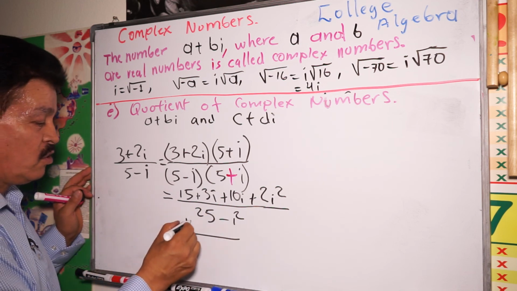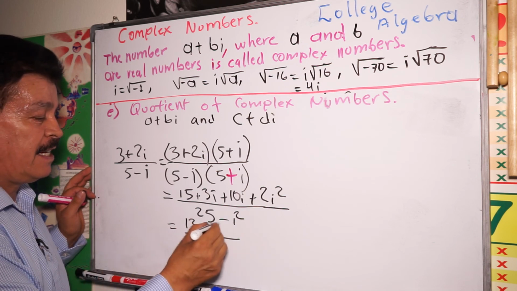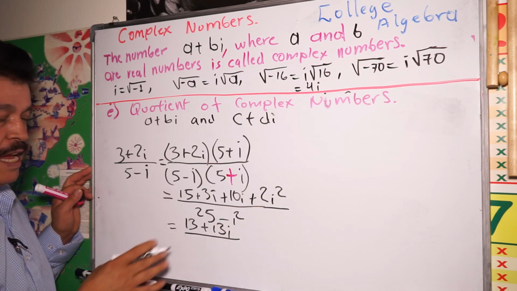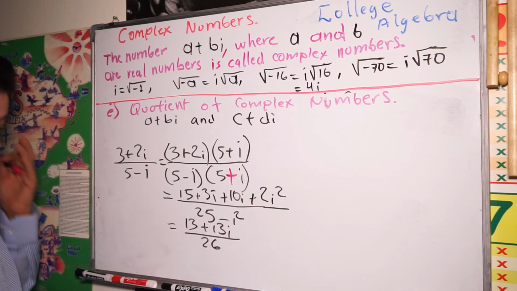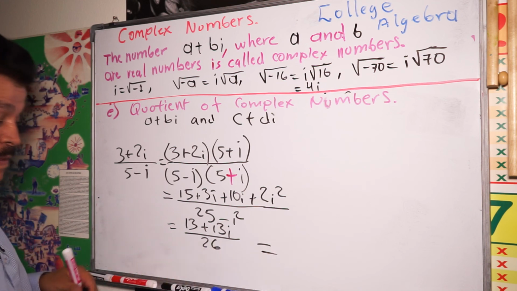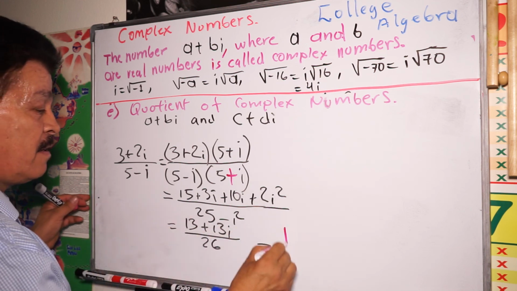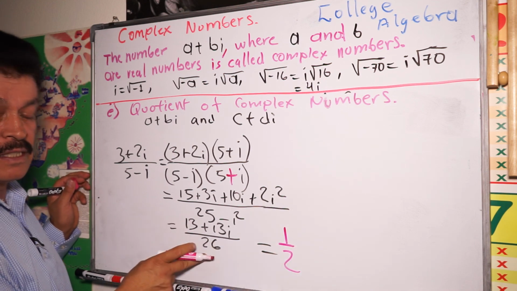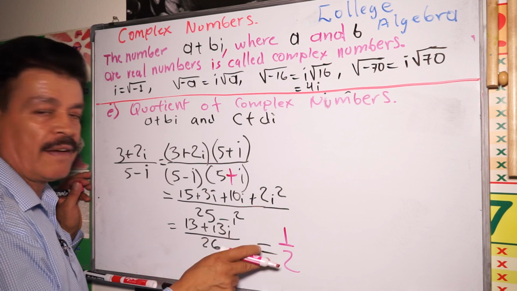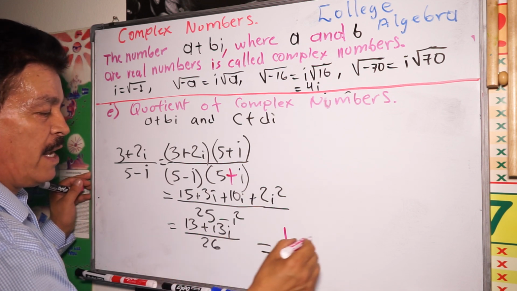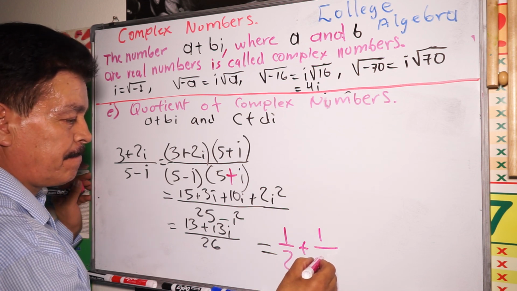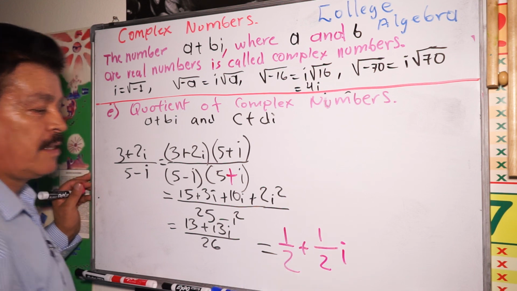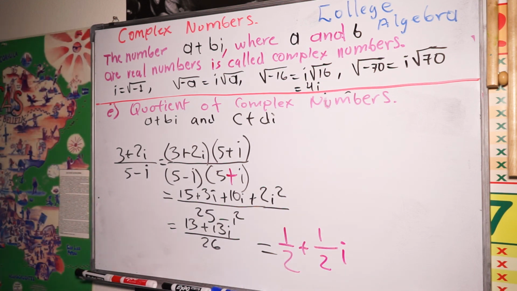So now, simplified, it's going to be 13 plus 13i, just making the addition and subtraction, divided by 26. Okay? You simplify this. 13 divided by 26 is 1/2. It's 1/2 plus 1/2 i. So that's it. That's the answer. Okay. Let me solve another problem.